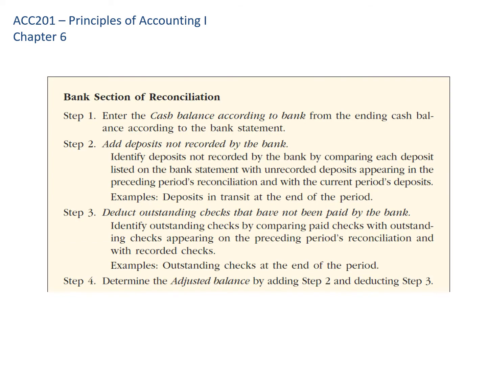So when we do a bank reconciliation, we're going to do it in two parts. We're first going to take what the bank says that we have in our account, and let's make adjustments to that for all of the things that we know about that the bank does not know about.